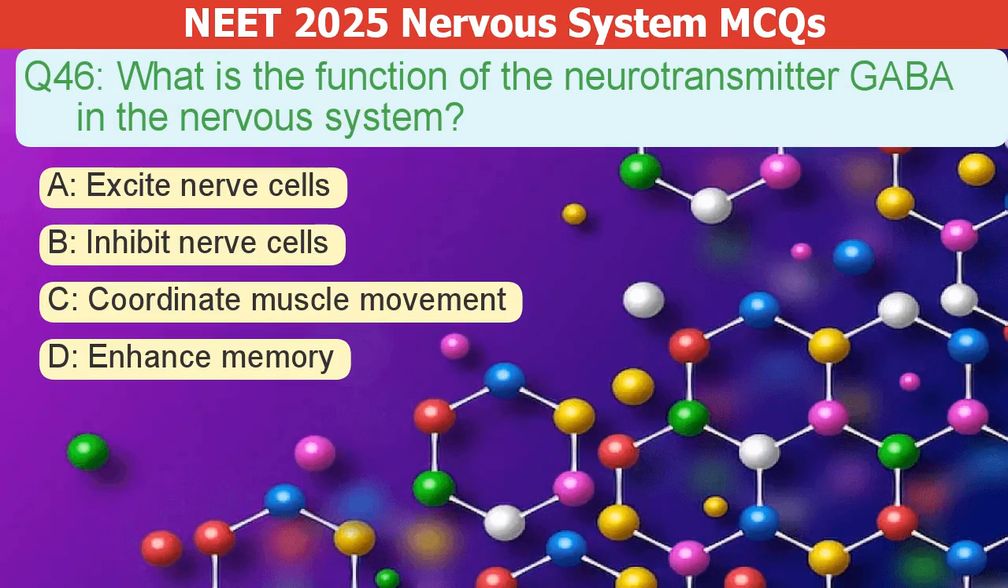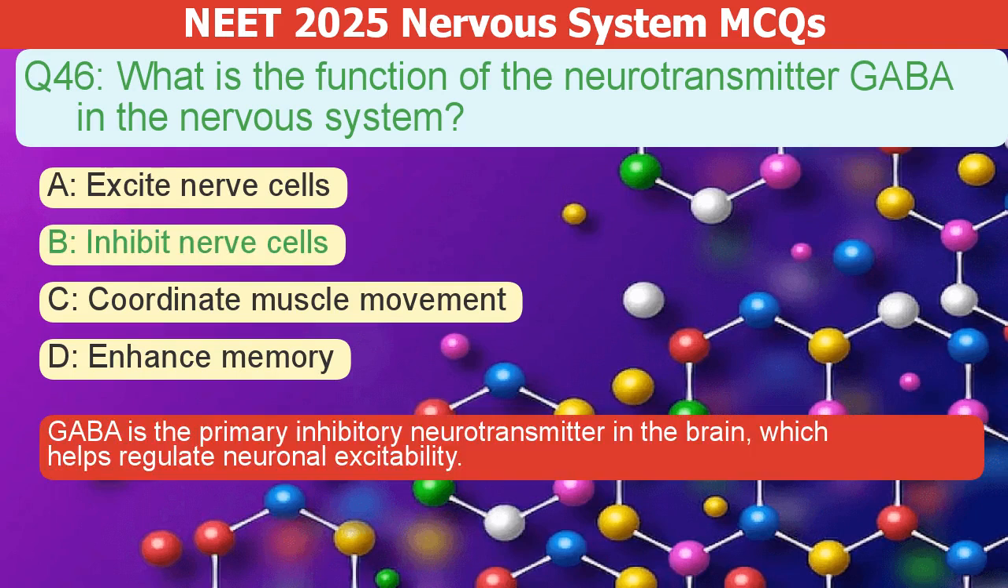What is the function of the neurotransmitter GABA in the nervous system? A. Excite nerve cells. B. Inhibit nerve cells. C. Coordinate muscle movement. D. Enhance memory. The correct answer is B. GABA is the primary inhibitory neurotransmitter in the brain, which helps regulate neuronal excitability.